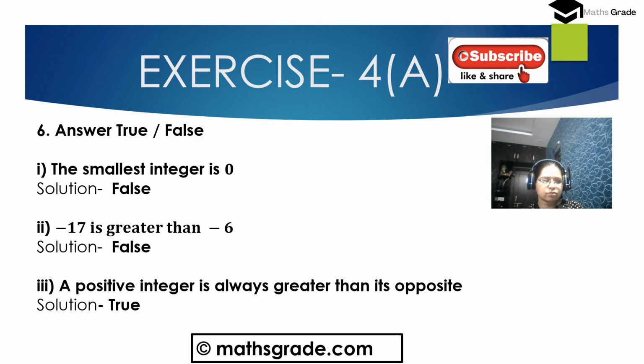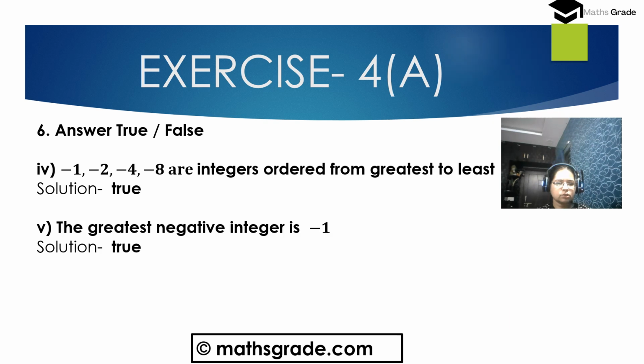So it is true. Now we'll solve question number four. Part four: -1, -2, -4 and -8 are integers ordered from greatest to least. This is true.